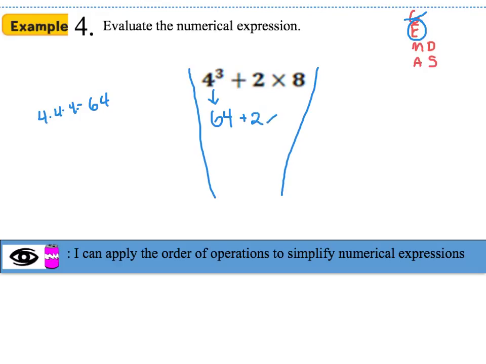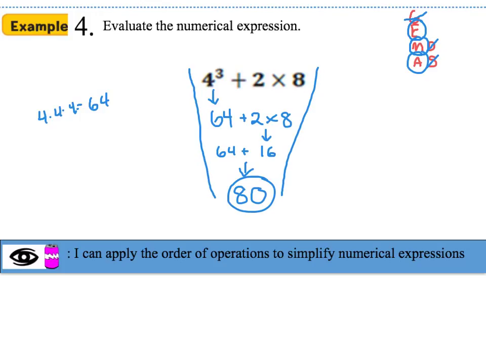Plus 2 times 8. So now the next thing I'm going to look at is the problem has multiplication in it. Multiplication comes next, so I'm going to multiply 2 times 8, and that gets me 16. And I'm going to drop down the rest of the problem, which is 64 plus 16. Last part, I only have addition left, so I'm going to add 16 plus 64, and I get 80. So if I didn't use the order of operations to simplify this problem, then I would not have gotten 80 as my answer.